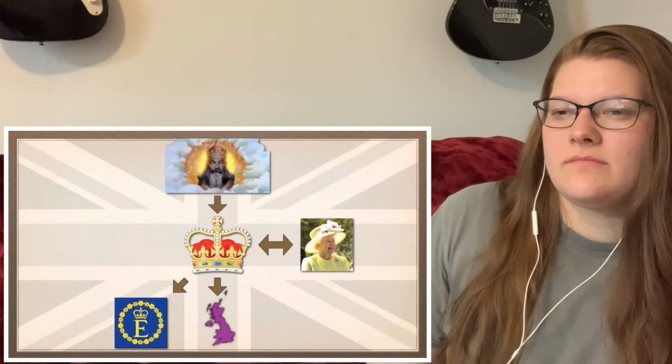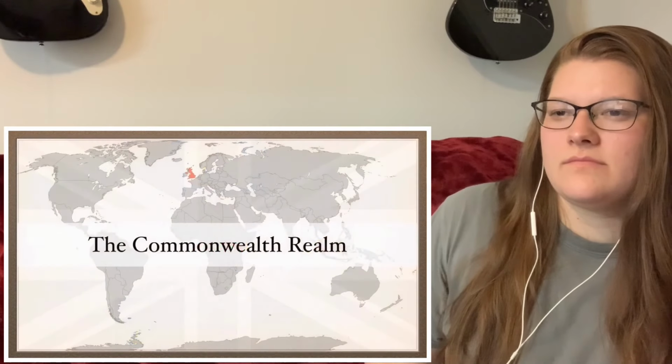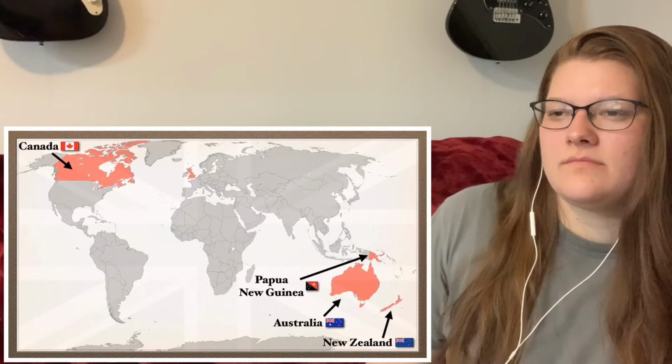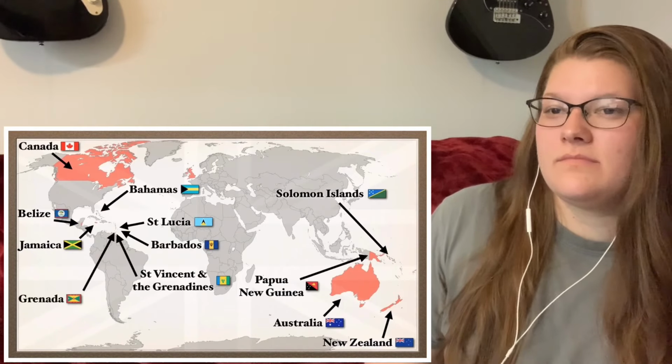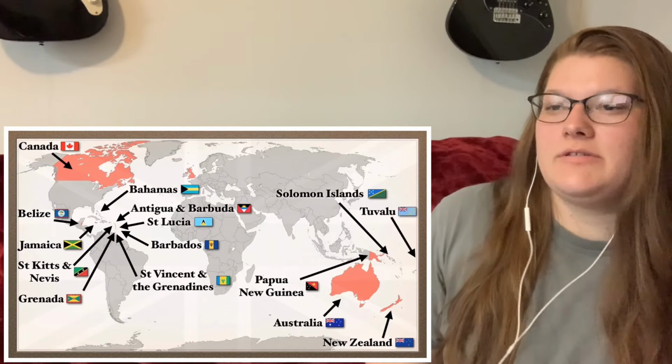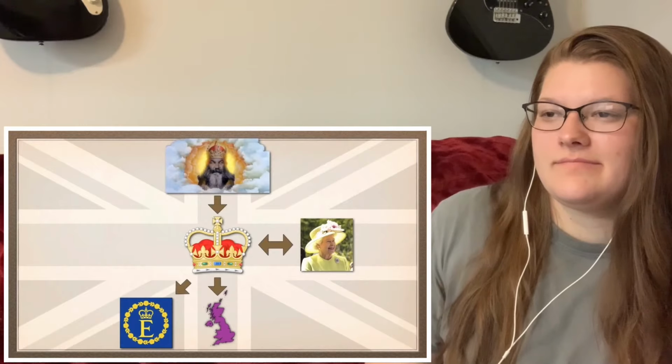The former colonies that gained their independence through diplomacy and continue to recognize the authority of the Crown are known as the Commonwealth Realm. They are, in decreasing order of population, Canada, Australia, Papua New Guinea, New Zealand, Jamaica, the Solomon Islands, Belize, the Bahamas, Barbados, St. Lucia, St. Vincent and the Grenadines, Grenada, Antigua and Barbuda, St. Kitts and Nevis, and Tuvalu. Jeez. All are independent nations, but still recognize the monarchy as the head of state, even though it has little real power within their borders.